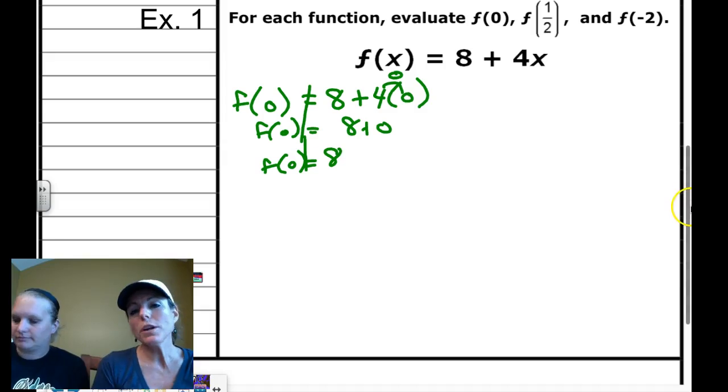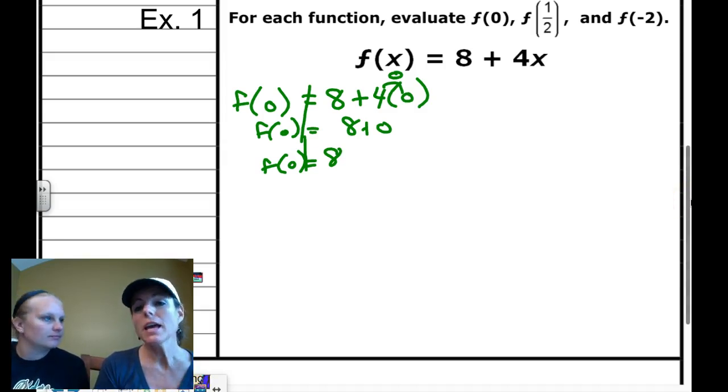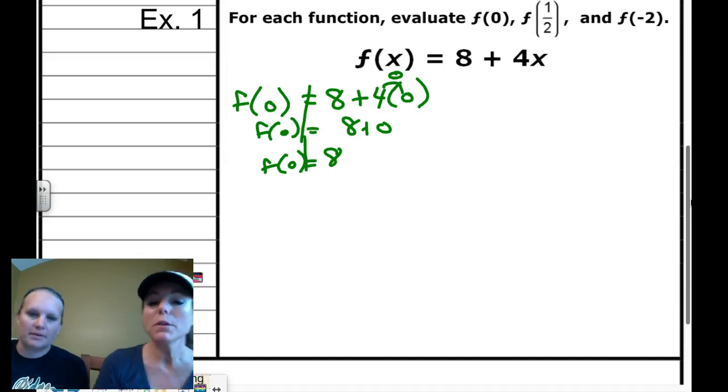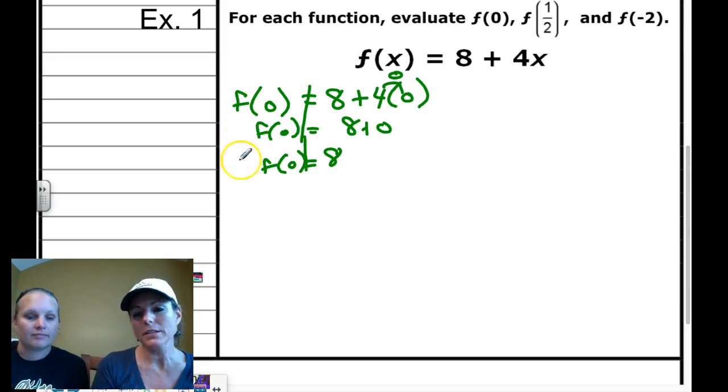And actually, Miss Boyd just asked a really good question, because the only time you leave it as f of x is when you have x in your equation, like 8 plus 4x. But if you plug a number in, it's no longer f of x. It's f of whatever the input is. Got it. So let's try 1/2.